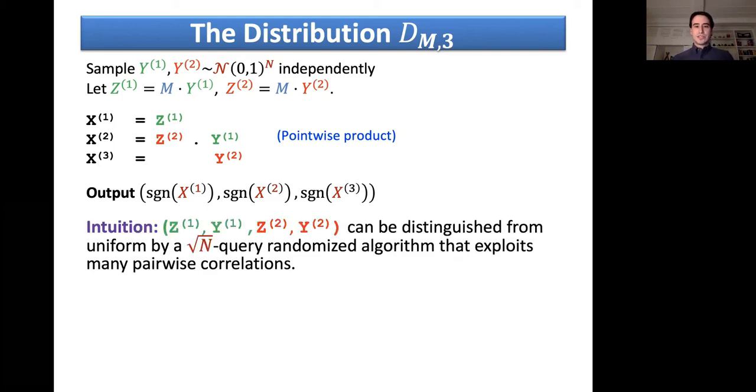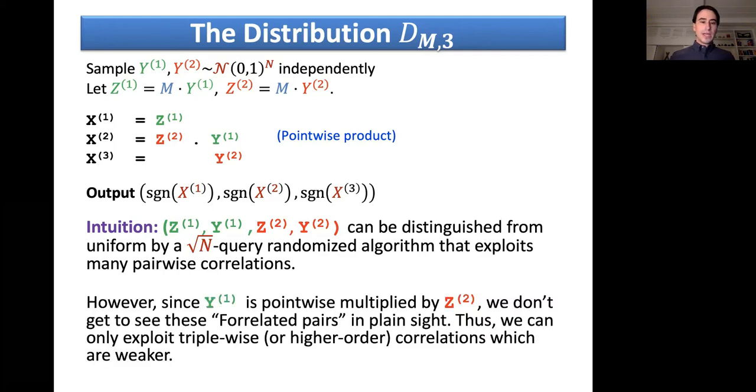The intuition behind this choice is as follows. If we just pick 2 uncorrelated correlated pairs, and we just put them one next to the other, and we want to say, can we distinguish this from the uniform distribution, then an algorithm can just ignore the red vectors and just look at the green vectors and apply the query algorithm that distinguishes these green vectors from uniform vectors. The idea is to hide this correlation between Z1 and Y1. How can we hide this? We can hide it by multiplying Y1 and Z2.